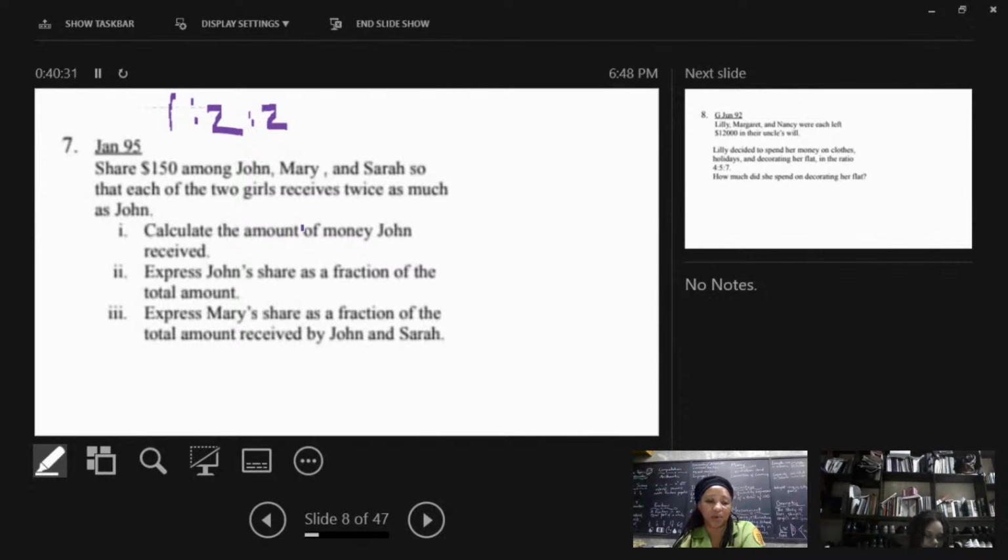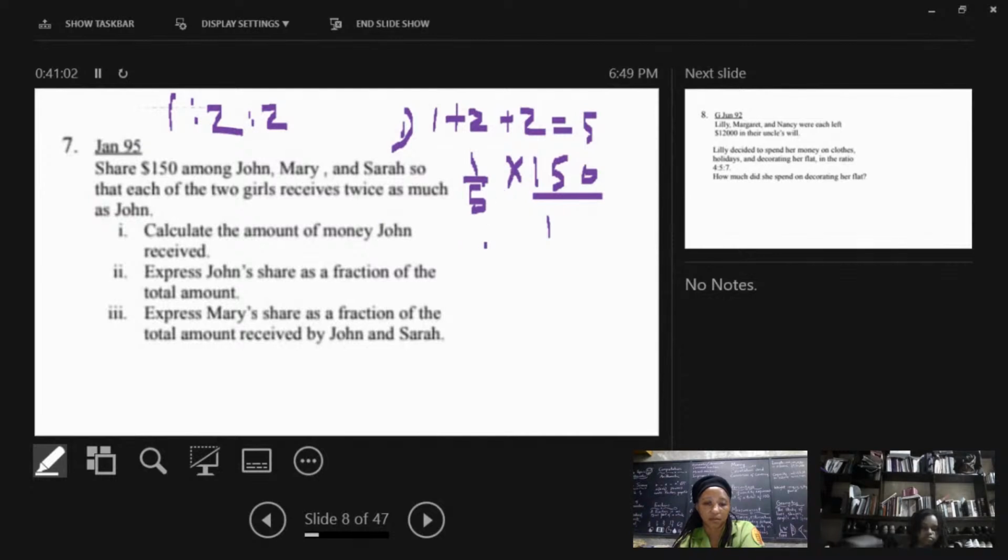Calculate the amount of money John received. When you add up the ratio, 1 plus 2 plus 2 gives 5. So this would be 1 over 5 times 150 over 1. 1 over 5 times 150 would be $30. So John got $30.